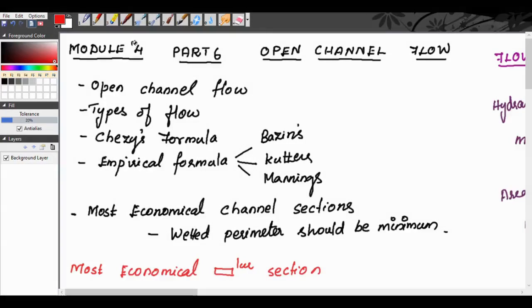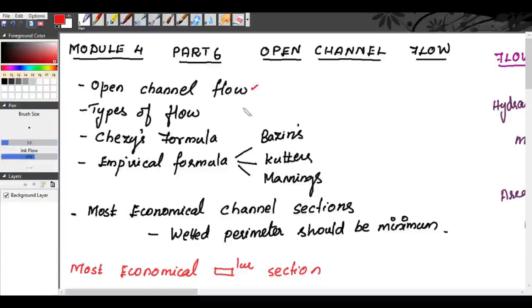Welcome everybody once again. So we are studying about open channel flow. We have already studied what is open channel flow, what are the types of flow. We saw what is Chezy's formula. Then we saw Bazin's, Kutter's and Manning's empirical formulas for the determination of Chezy's constant. And we saw some problems related to this, that is, how to find the discharge flowing through a channel.